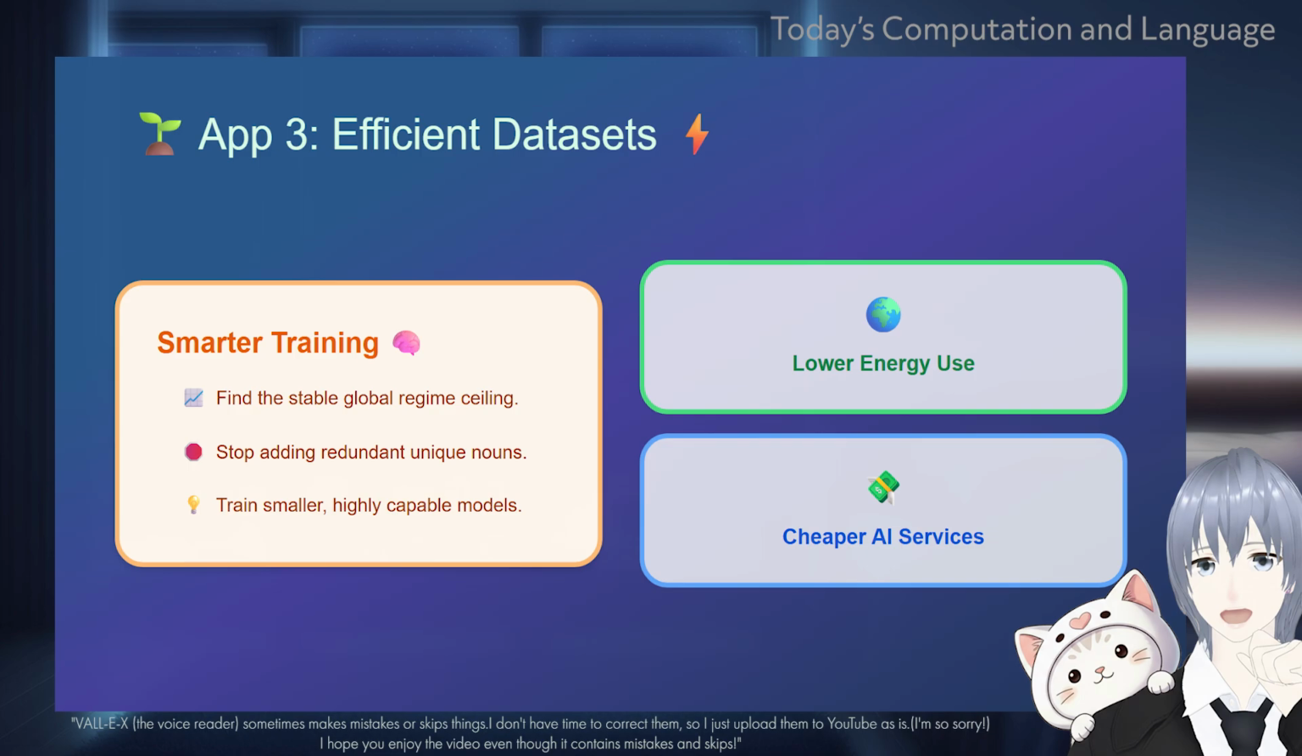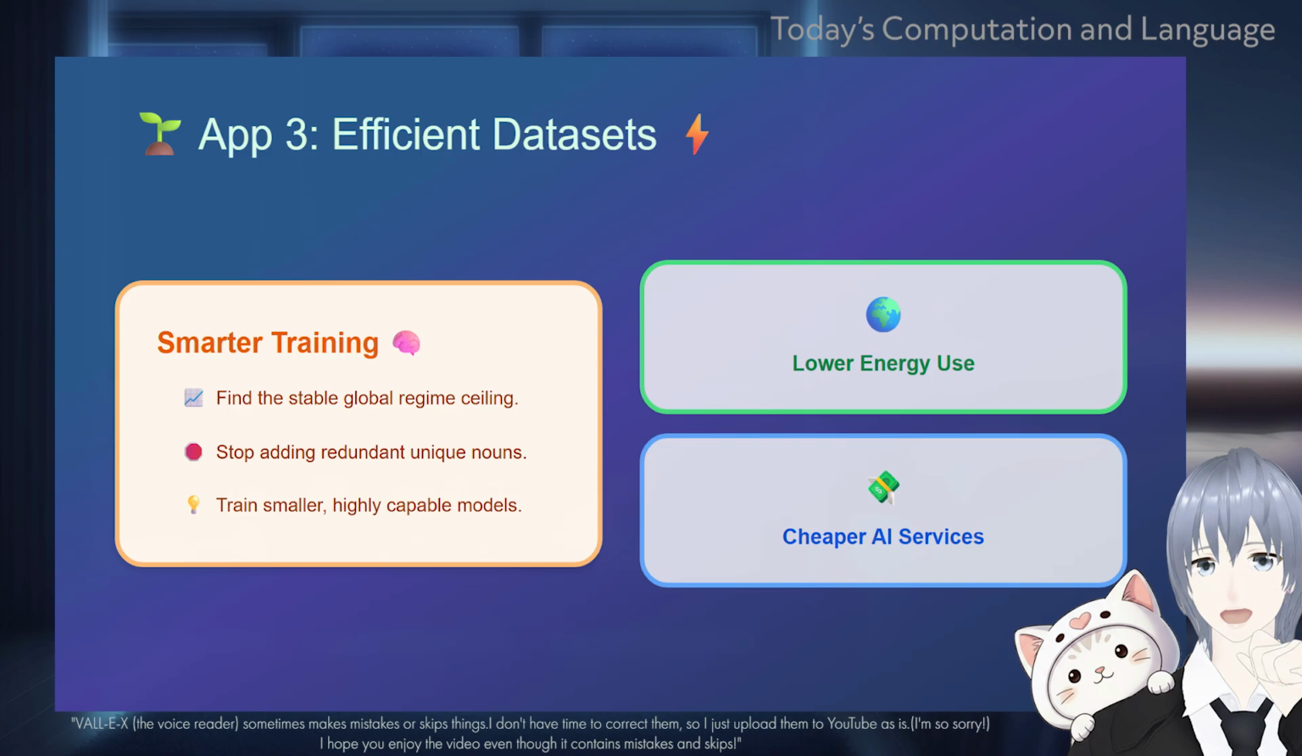Right now, tech companies spend billions of dollars scraping the entire internet to train their models. But they do not always know if the data they are feeding the model is actually making it smarter. By understanding these 2 regimes of geometric complexity, data scientists can curate their training data much more effectively. They can calculate exactly how many samples of a specific word they need to reach the stable global regime, and realize that adding more unique nouns at a certain point yields no additional geometric information.